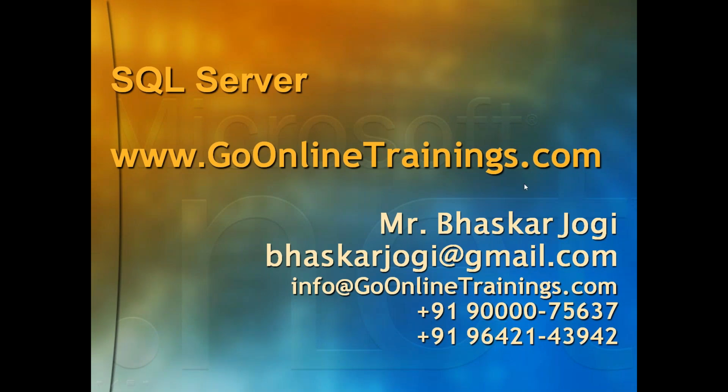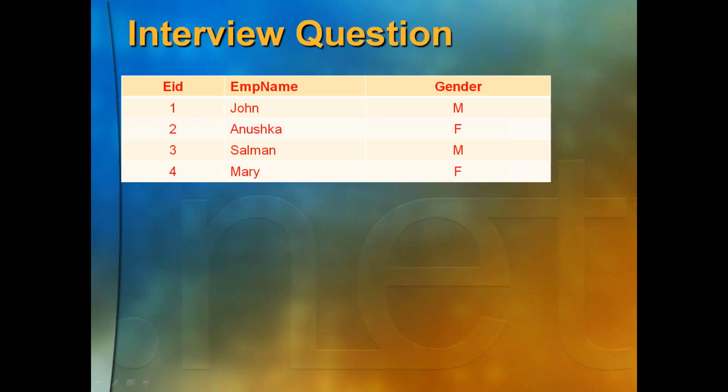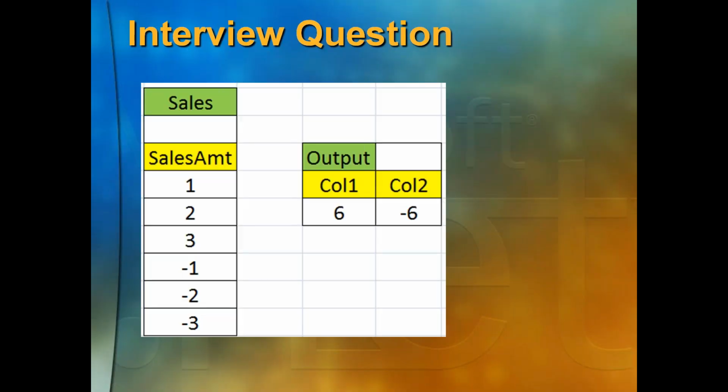So, yesterday I had asked two questions. One is that I have a table called sales table, and this is a sales amount. I wanted to get positive numbers in column one and negative numbers in column number two. I think you people have tried it. One or two people are saying. So you send me the answers.